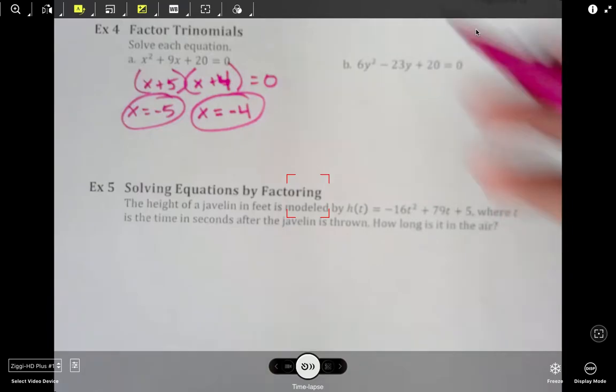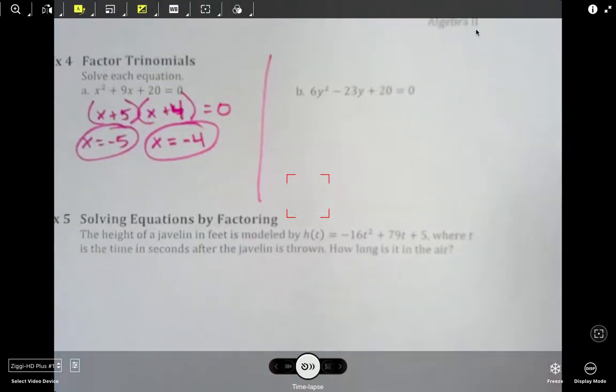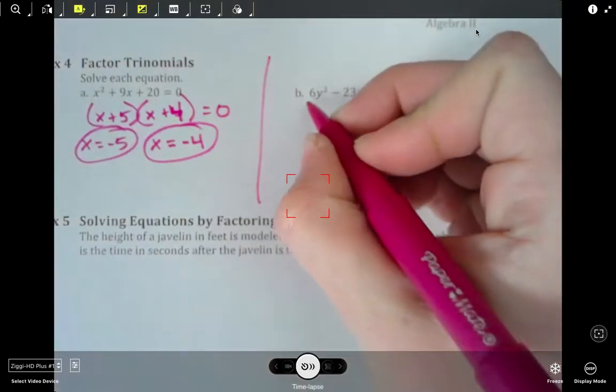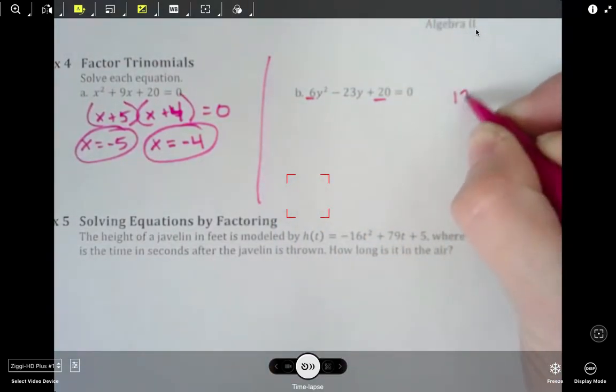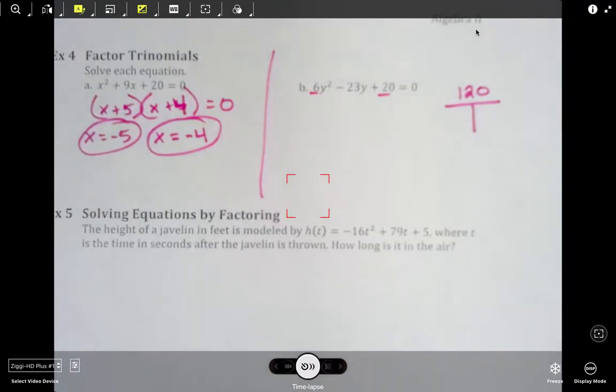Okay? But then these ones, part B. What kind is he? He's complex. Okay? What do you do for complex? You multiply the A and C together. 6 times 20 is 120. Now, what can I multiply to get 120, but when I add them, give me negative 23?